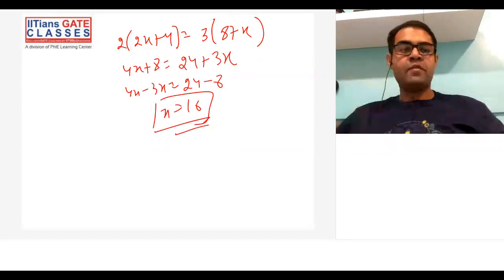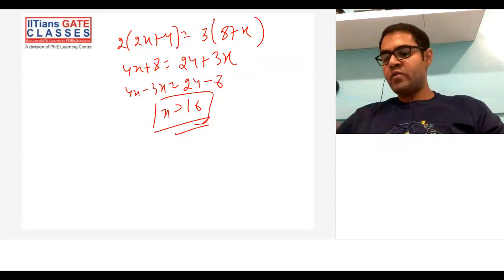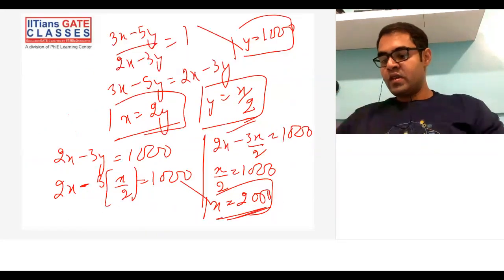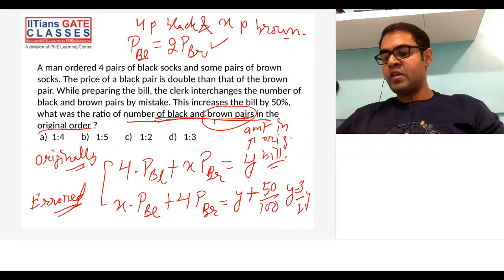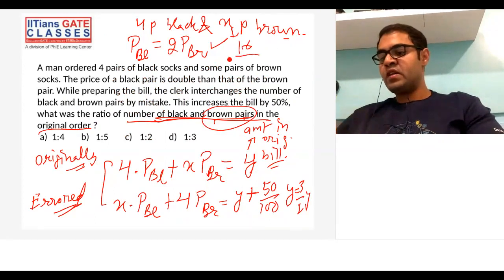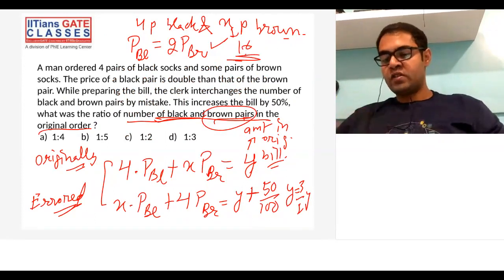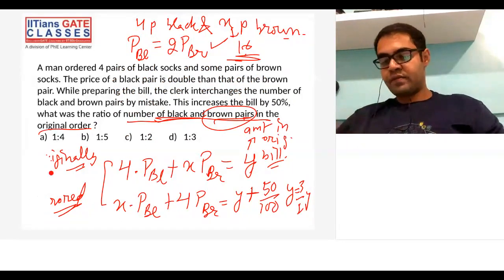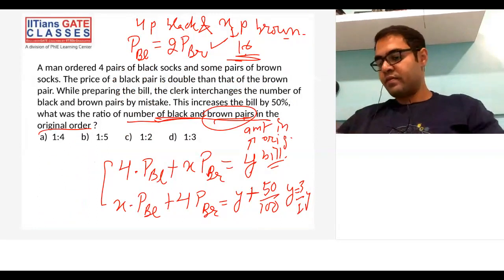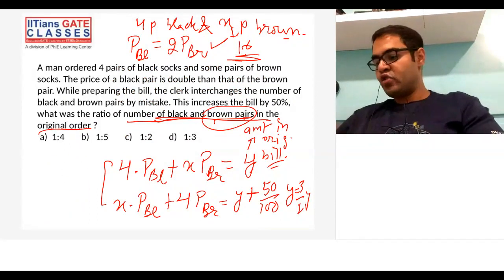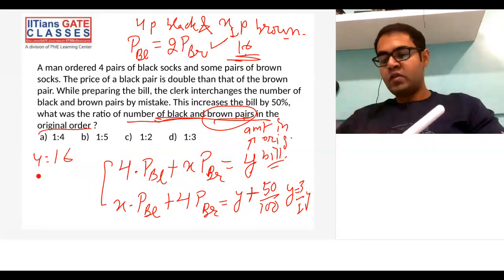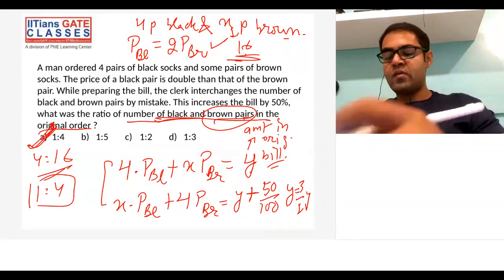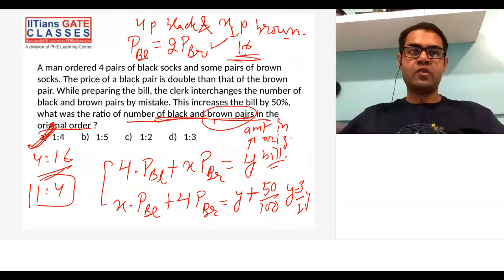That means number of brown pairs are 16. Now if we go back to the question, what they are saying is find the ratio of black and brown pair. I've got my brown pair as 16, right? So the ratio becomes 4 is to 16. Let me just rub this off and write over here. Ratio becomes 4 is to 16, which when you convert it into the lowest term, it will be 1 is to 4. So option A will be correct for this question.